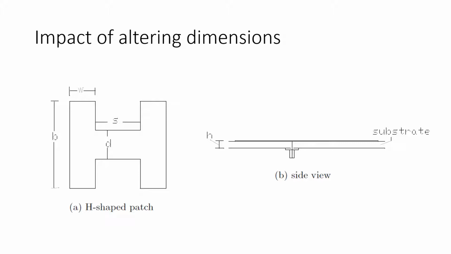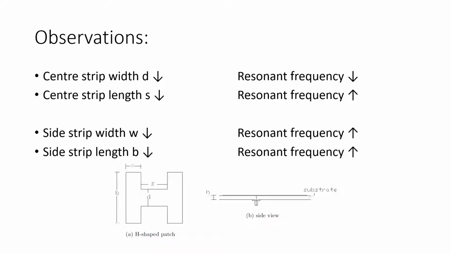Here are some of the observations. The resonant frequency will decrease due to a decrease in the center strip width D, seen here, but the resonant frequency will also increase with a decrease of the length of the center strip S, seen here. According to the research paper, it was concluded that the reduction of the width of the center strip was an effective method in reducing the antenna size.